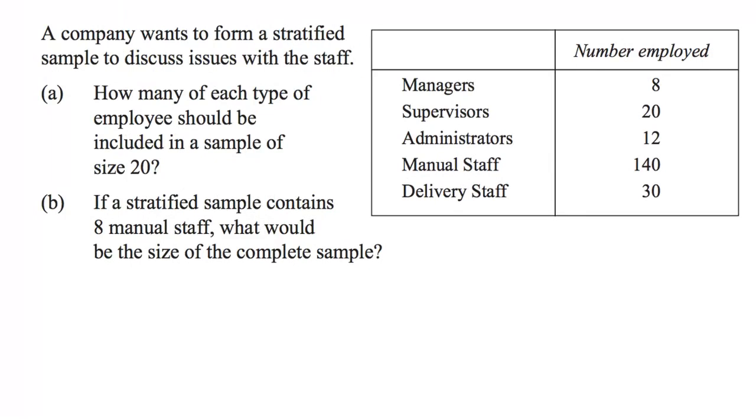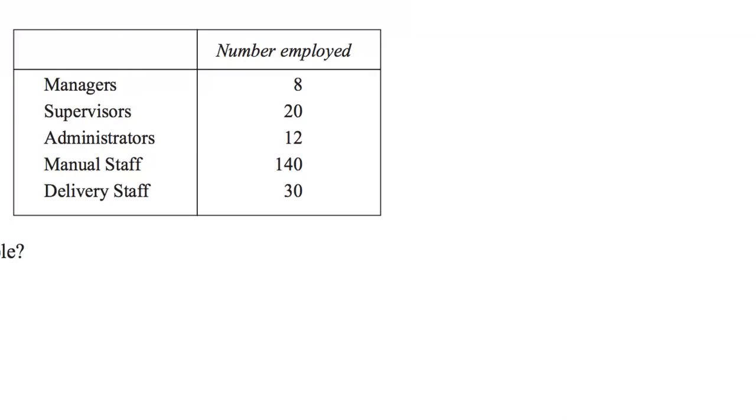Okay, here we've got a company and they want to take a sample of their employees to discuss issues. So how many of each type of employee should they take if the sample size is 20? Okay, so let's focus in then on this box. How many managers? Well, the sum we need to do, first of all, we've got to add these up. If we add 8 and 20 and 12, 140 and 30, we get 210.